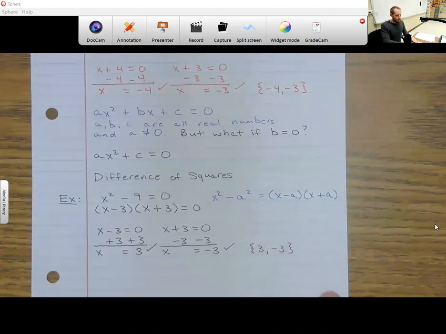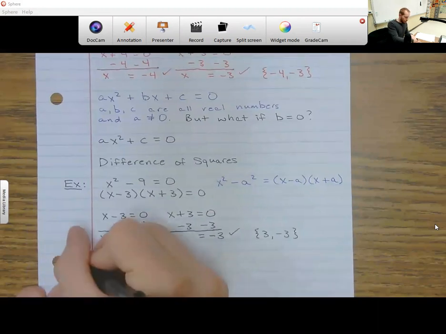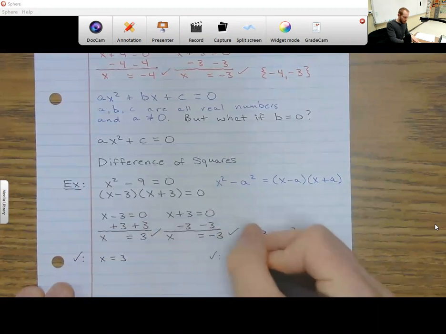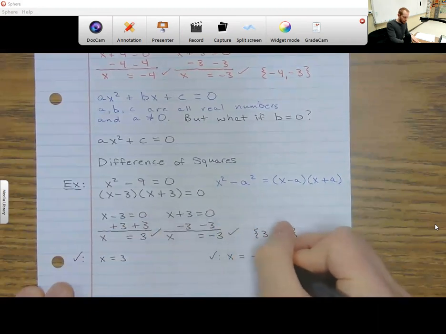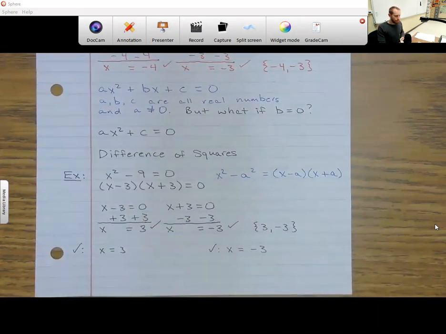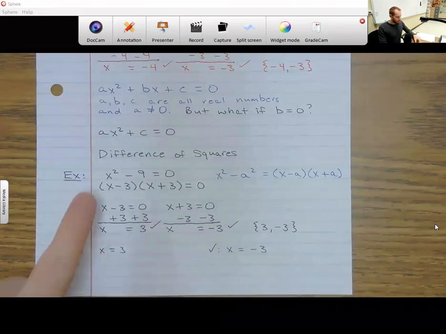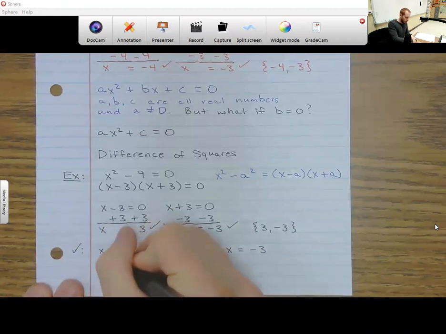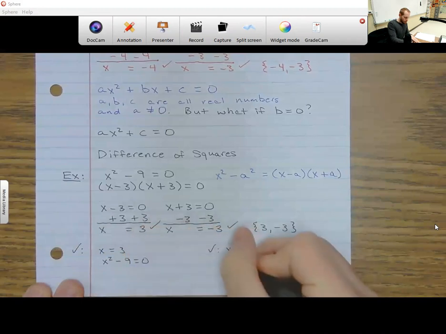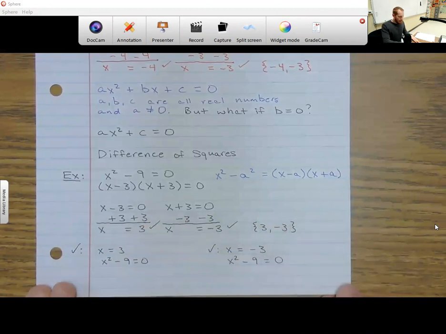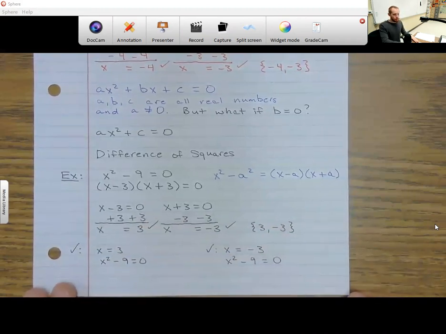Okay? So now let's check our answers. We're going to check x equals 3 over here. And then over here, we're going to check x equals negative 3 and see what that gives us. So now we're checking. I take both of my answers, and I'm just going to put them into the original equation, right? I've got x squared minus 9 equals 0, because that's what they gave me when I first started. I'm always plugging back into the original equation that they gave me in the first place.